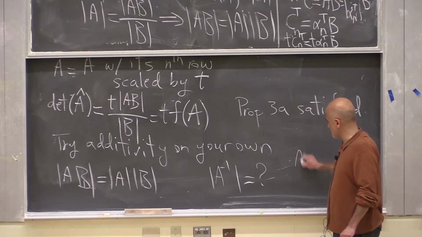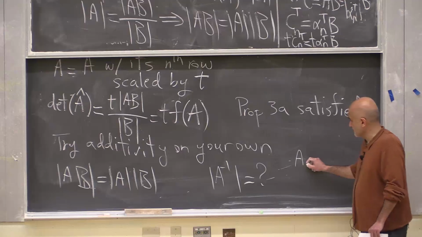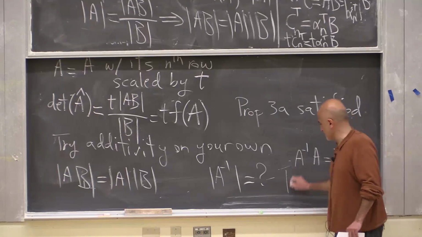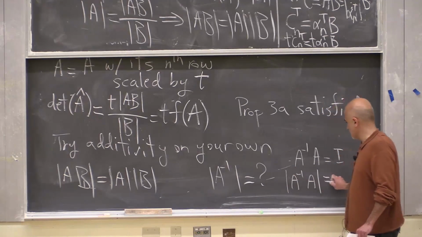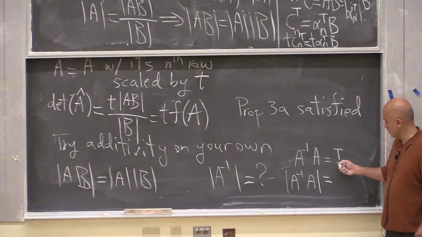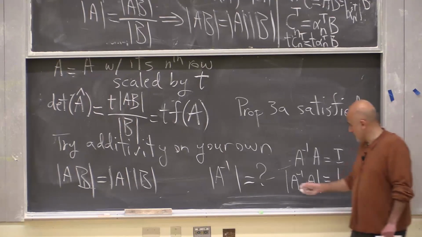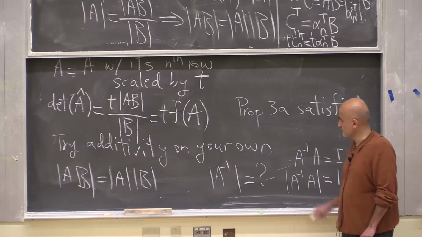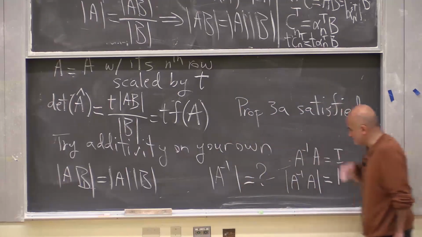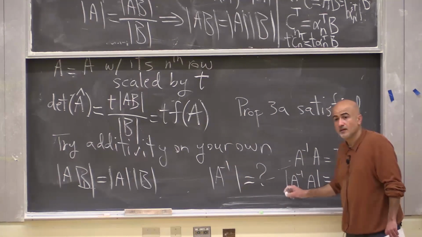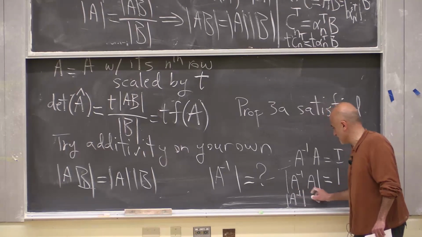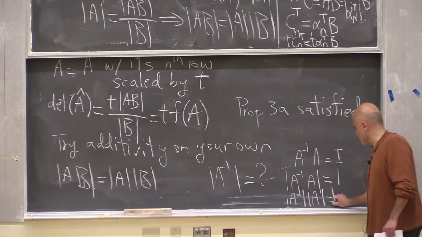What do you know about A and A inverse? When you multiply them, what do you get? The identity matrix. So when you take the determinant of A inverse A, what do you get? The determinant of the identity, which is 1. And what do you know about the determinant of the product? What did we just say? A little louder, I can't hear you. The determinant of A inverse times the determinant of A is equal to 1.